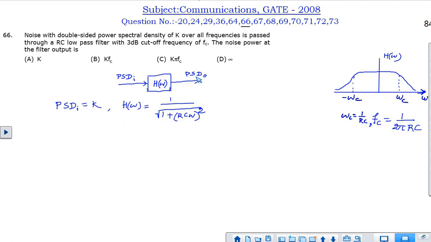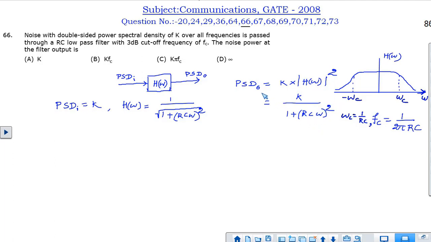Now what is the power spectral density at the output? The power spectral density at the output is nothing but the power spectral density of the input times h of omega modulo square, the magnitude of the system transfer function squared, which will give the power spectral density at the output. So we can simply write K into h of omega whole square, and we will have K by 1 plus (RC omega) whole square.